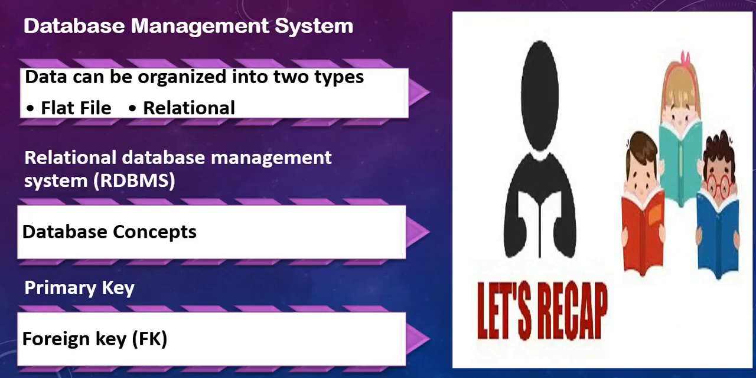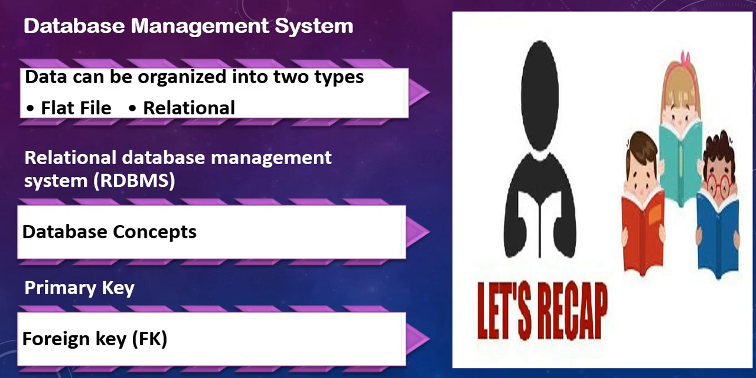Let's have a quick recap about the previous class. What we saw in the previous class was database management system, which is nothing but software to store the data. The next topic is how the data can be organized in a database. It can be organized in two types: flat files and relational data types.